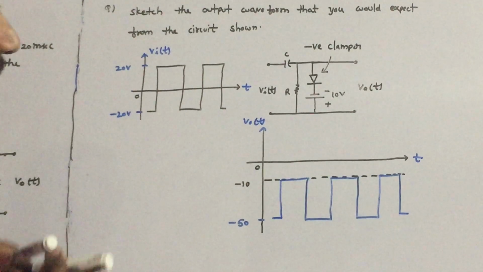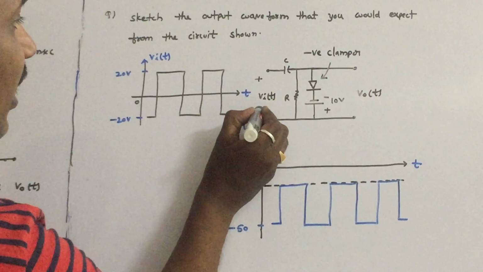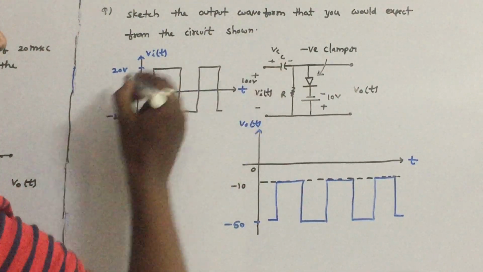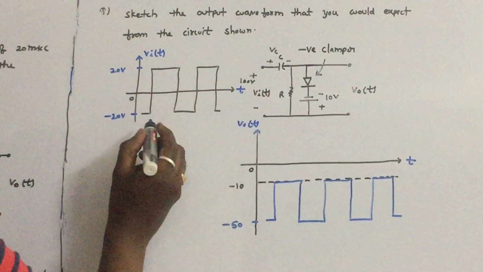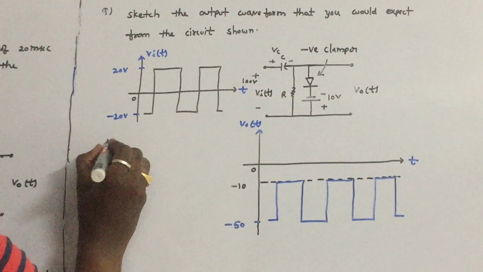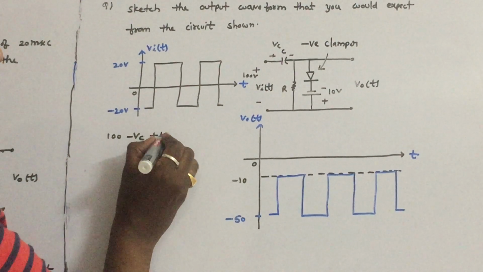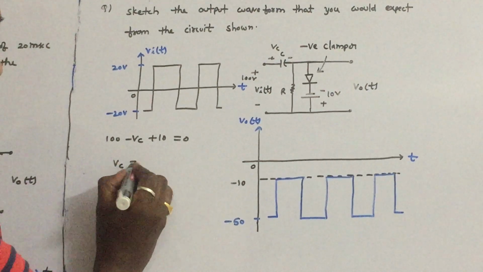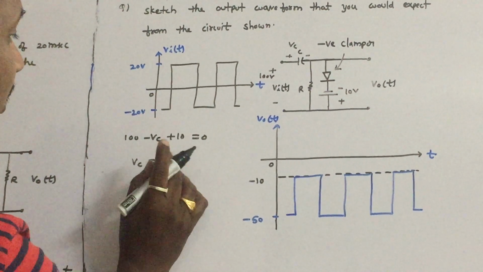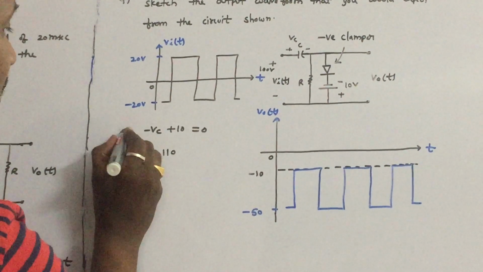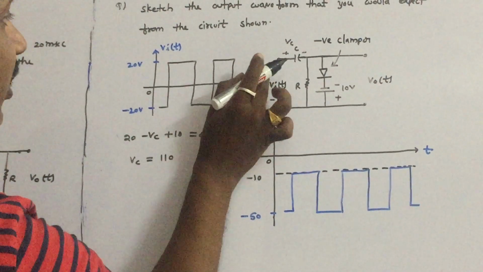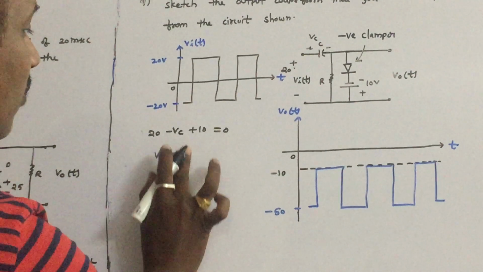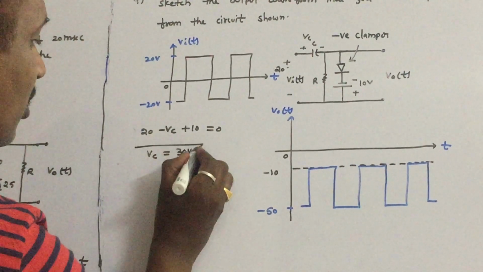Again in the similar case, let us find the voltage across capacitor. For this purpose, let us take the positive peak. These things I have already explained in the previous classes. So what is the voltage across capacitor? 100 minus Vc plus 10 is equal to 0. So what is Vc? Not 100, it is 20, because its peak value is 20. So 20 minus Vc plus 10 is equal to 0. What is Vc? Vc is equal to 30 volts. So this is the first point you have to observe.